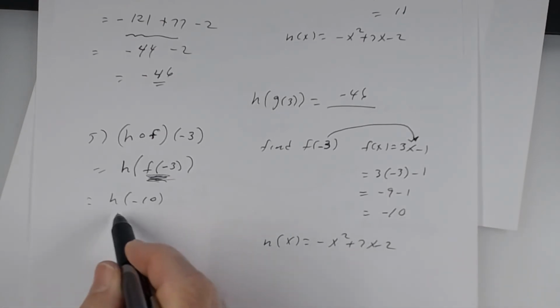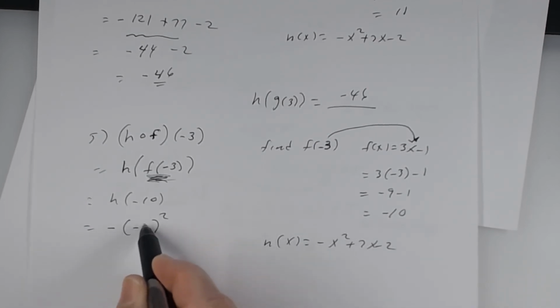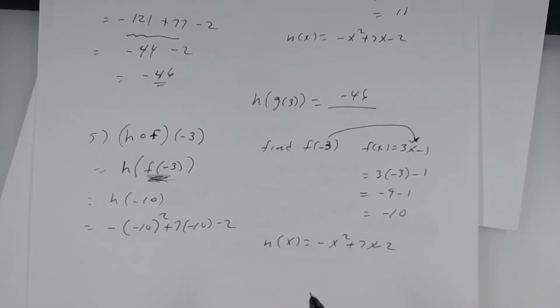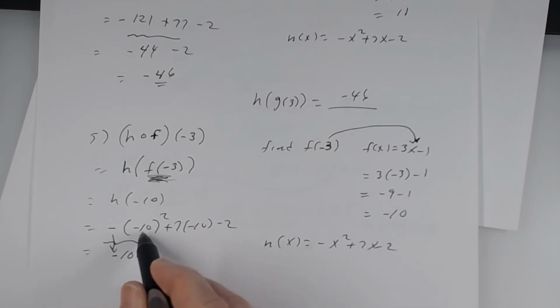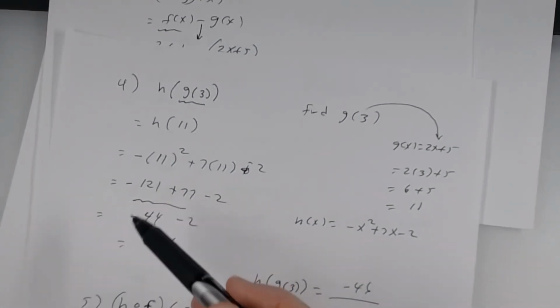Wherever I see the variable this time, what do I substitute? Negative 10. But remember, that negative stays on the outside, and what's being squared? Negative 10 plus 7 times negative 10 minus 2. Plus 2? No, minus 2. So what's negative 10 squared? 100. So this becomes negative 100, right? Negative 10 squared is a positive 100, and this becomes negative because there's a negative on the outside. Just like over here. Y'all agree, right? Y'all didn't have any issues here. Why are you having an issue here?